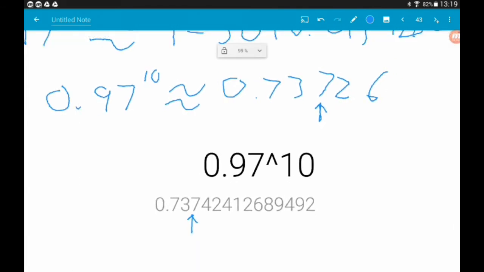Now let's think about why that might be. In this one, we expanded 0.97 to the power of 10. In the first one, we were only expanding to the power of 7. So, we were raising this to a higher power, but we used the same number of terms in our expansion. So, really, we can only expect it to be less accurate. Okay, let's do one more.